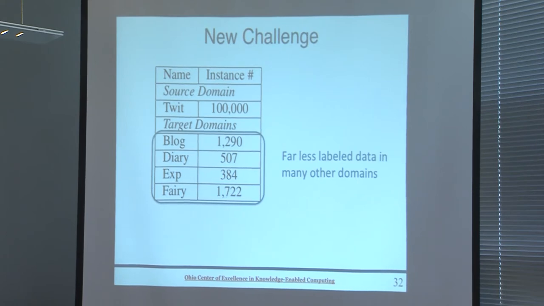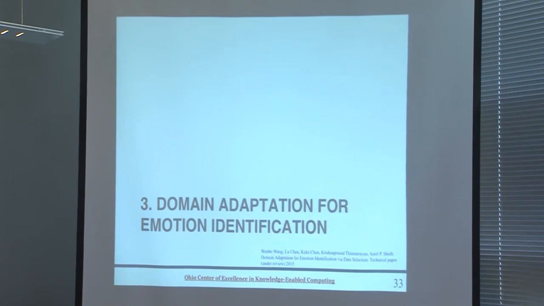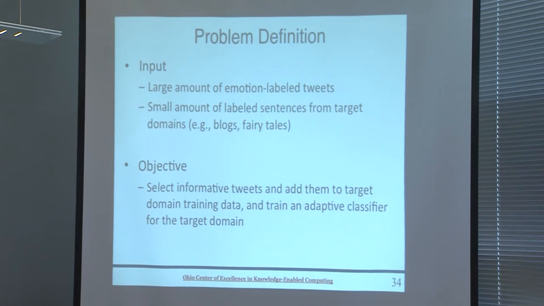So now the challenge is, how do we leverage the tweets to improve emotion identification in target domains? Which brings the third part of my presentation today, domain adaptation for emotion identification. First, I would like to properly define the problem. The input will be a large amount of self-labeled tweets. And at the same time, we have a small amount of labeled data in target domains, such as blogs, fairy tales, etc. Our objective is to select informative tweets, and then add these informative tweets to the target domain labeled data for training purposes. Then we train a new model such that the new model can perform better in terms of emotion identification in the target domain. So that is our objective.